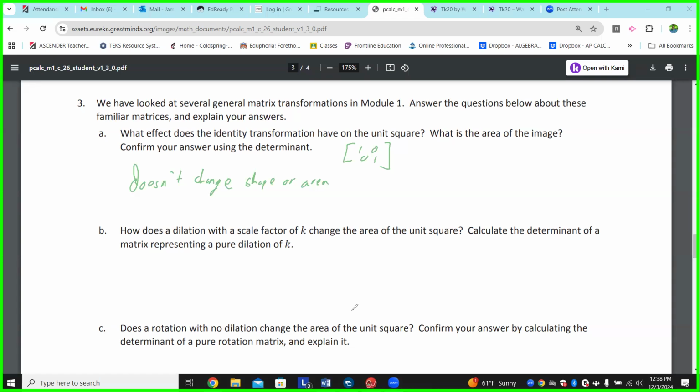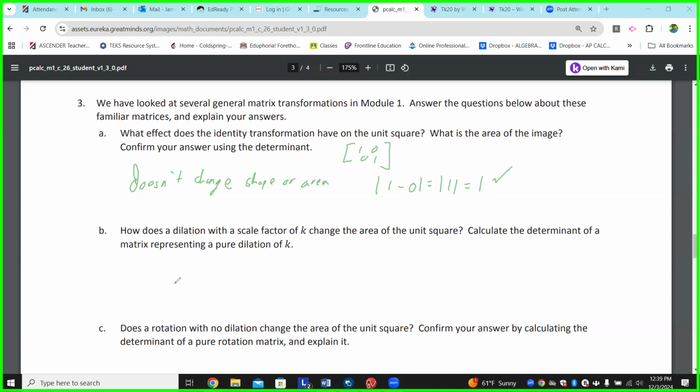And we can confirm that using the determinant. What's 1 times 1, minus 0 times 0? What's 1 minus 0? What's the absolute value of 1? 1. So if the effect to the area is 1, what's the original area of a unit square? 1. So we can see that it did not change the area, nor will it change the shape.